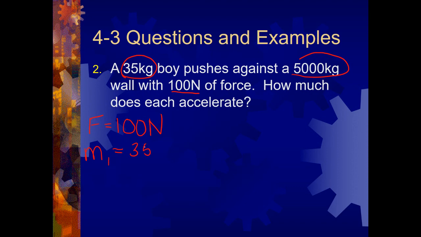It doesn't matter which one we call mass 1 and which one we call mass 2. I call them mass 1 and mass 2 just based on the order they appear in the question. So using our previous formula, acceleration is force divided by the mass, we can figure out the acceleration by dividing the force by our two respective masses.